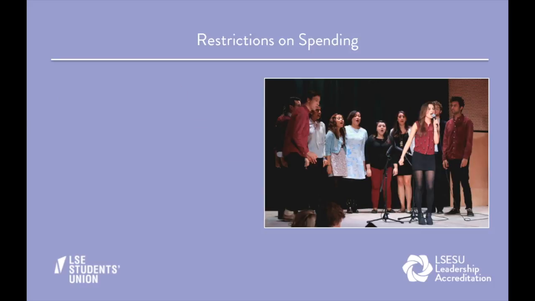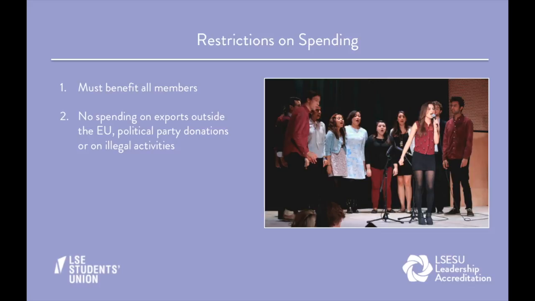Now there are a few restrictions on what you can spend society money on. The first restriction is that anything you spend money on must benefit all society members. So for example, you can't spend society money on a committee lunch. Secondly, you can't spend society money on exports from outside the EU, on political party donations, or on anything illegal.